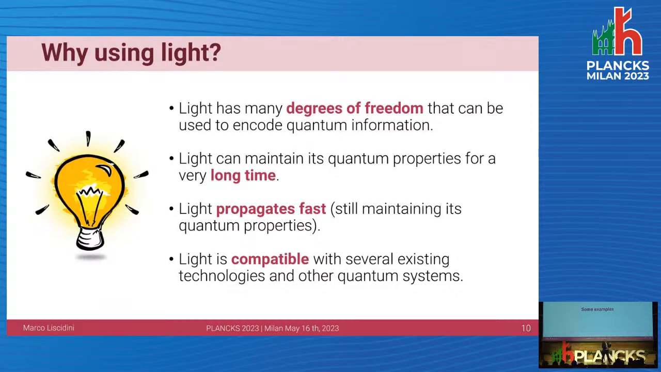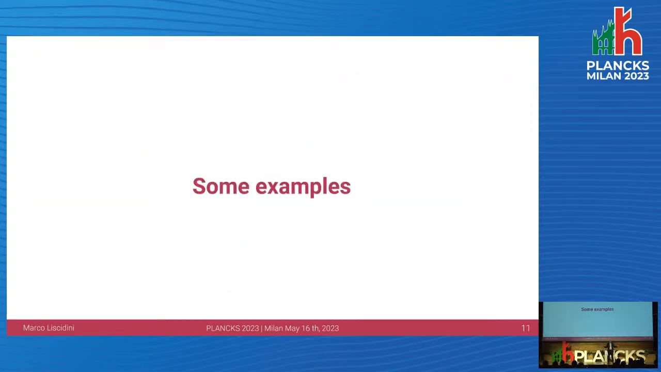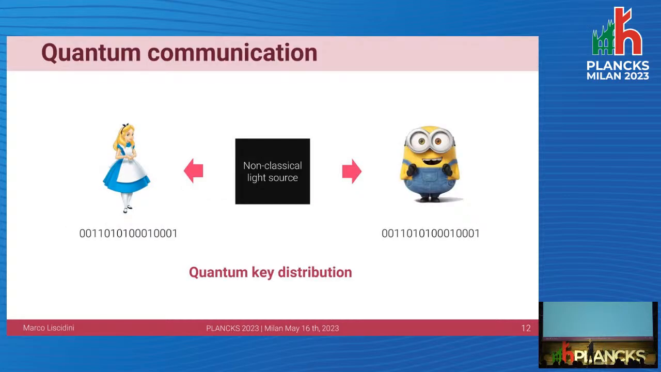So let me give you some examples in which we can use light for quantum technologies. So let's start with quantum communication. This is a very, very well-known example. So suppose that I want to communicate between two points, A and B, and people in the quantum community say Alice, which pretty much everybody says. 90% of the people always choose Alice like this. But then there is more freedom on B, and they choose Bob, okay?